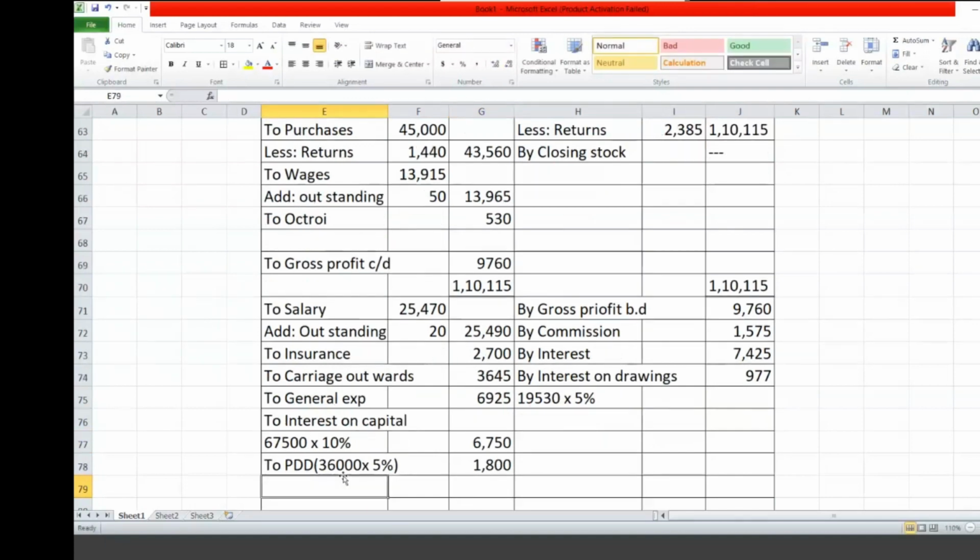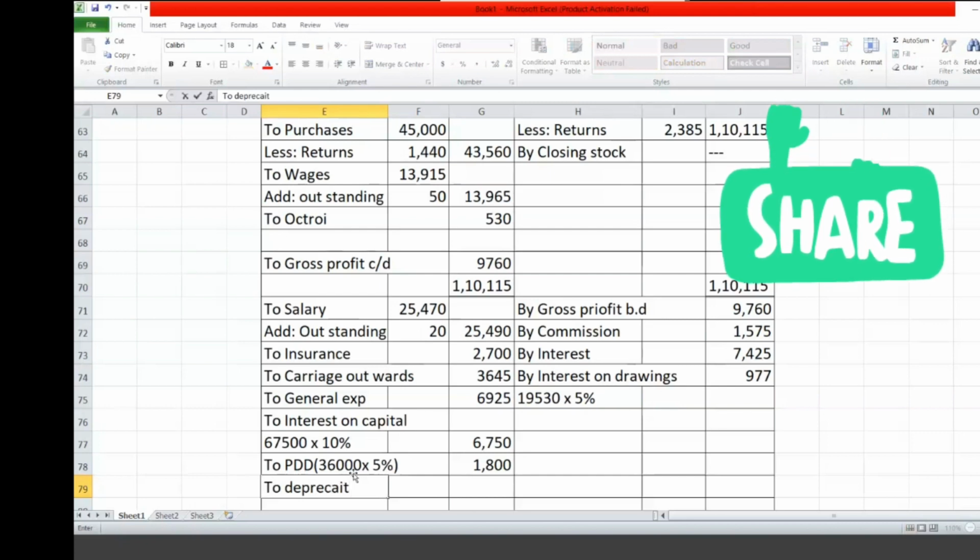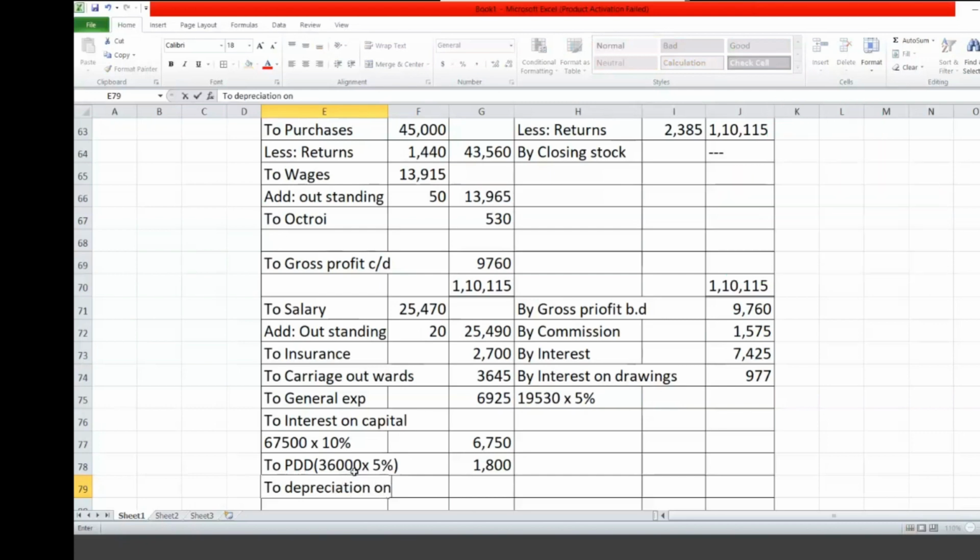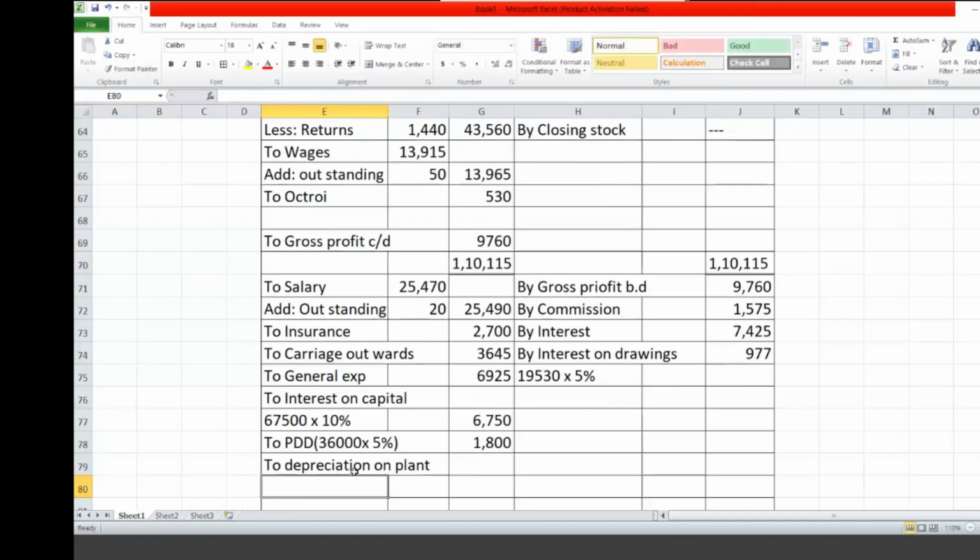And after that, depreciate plant and machinery. So let's move on to the depreciation. To depreciation, it is only one, no, so I am writing depreciation on plant. How much? What is the value of plant and machinery? 27,000. On that, what is the percentage? 5%. How much will you get? 27,000 into 5%, you will get 1,350. So I think these are the only transactions we have.